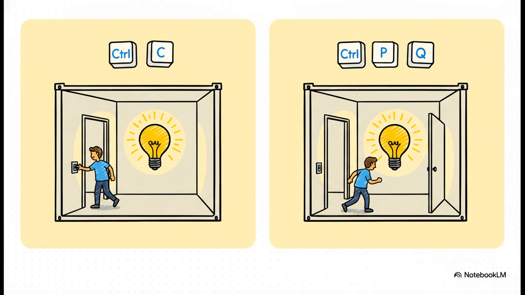But, and this is the important part, there's a secret key combination. Hold Control and press P, then Q. This detaches your terminal. It lets you out of the room but leaves all the lights on and everything inside still running.